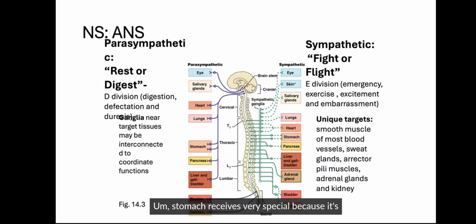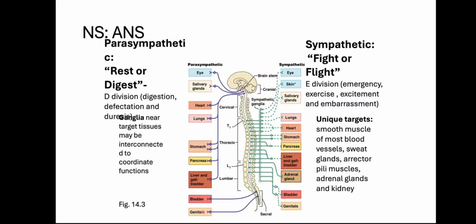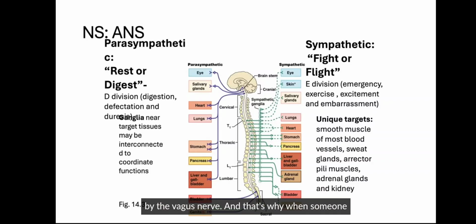Stomach receives very special attention, because it's part of that digest idea, and so do the liver, gallbladder, and also the pancreas. These are all digestive stimulations, and the stomach is activated by the parasympathetic nervous system, by the vagus nerve, and that's why when someone has excessive acid reflux, one of the ways people manage this is surgery, where they go through what's called a vagotomy, where they sever the vagus nerve that's going to the stomach, so you don't produce as much acid.